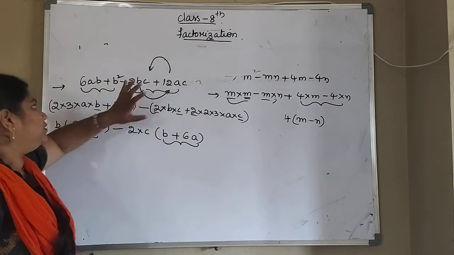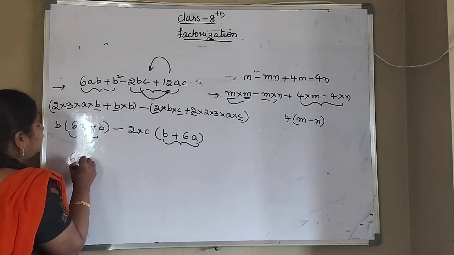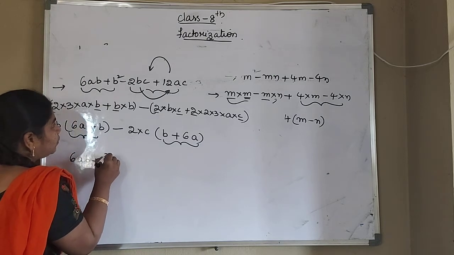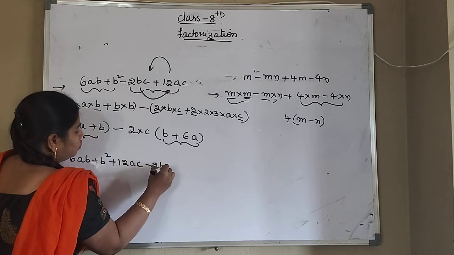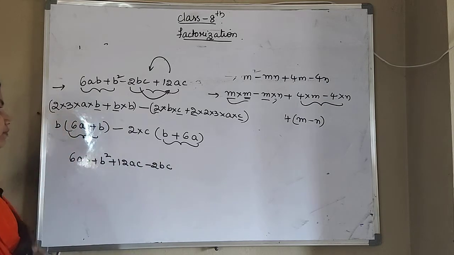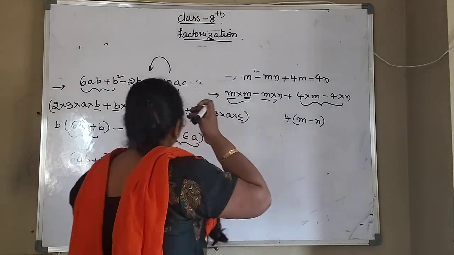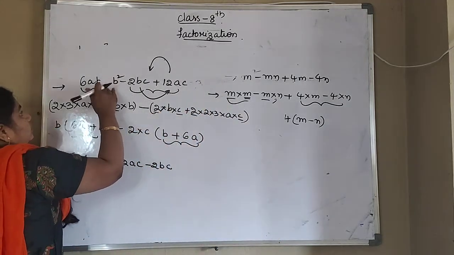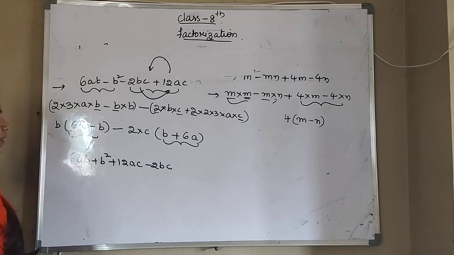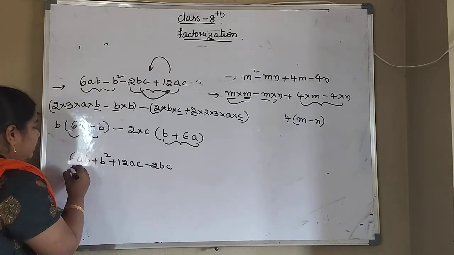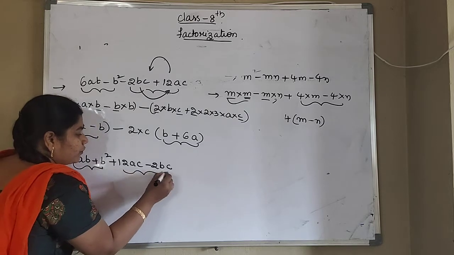So now I am shuffling the terms here. That is 6AB plus B square plus 12AC minus 2BC. Okay, I am shuffling the terms here. So what will it be? Now we will see. So first factorize this, and after this one.